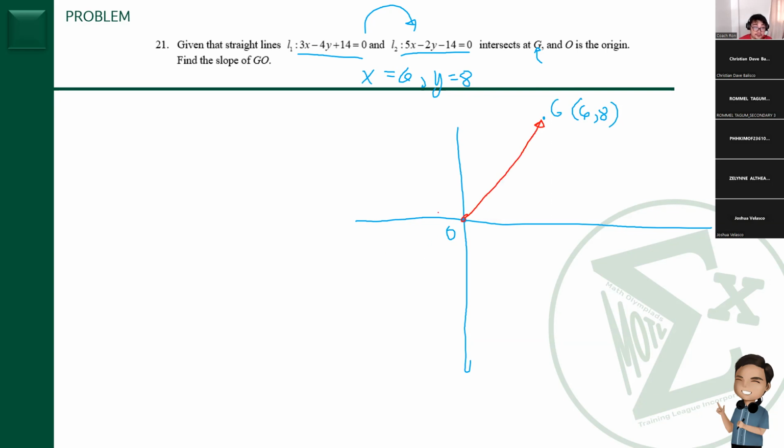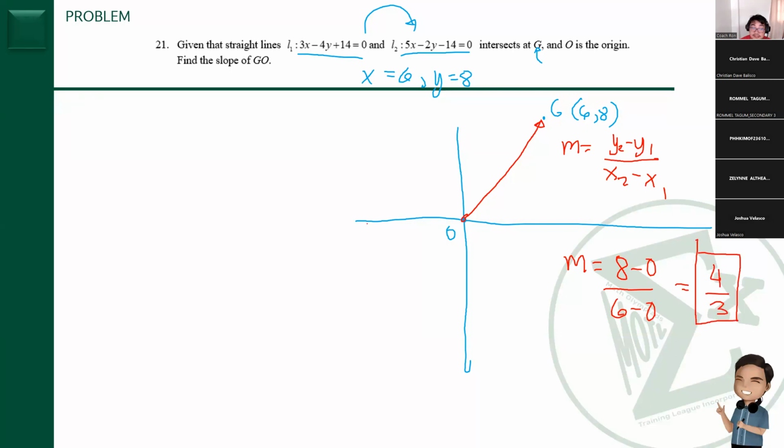And I'm going to get the slope. Right? The origin to G. So what's the origin to G? M is y sub 2 minus y sub 1 over x sub 2 minus x sub 1. That's going to be M is 8 minus 0 over 6 minus 0. That's going to be 4/3. That's going to be our final answer. We got the slope of that one. Okay, just get the slope. Okay. Next up.